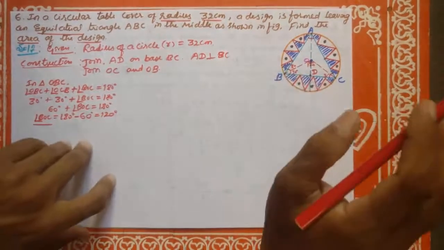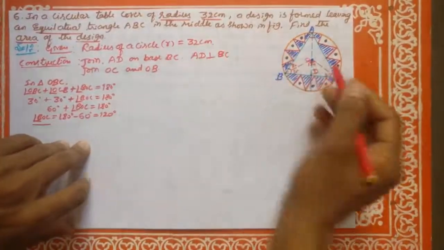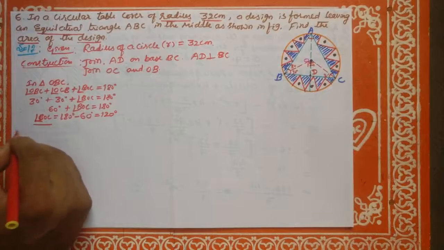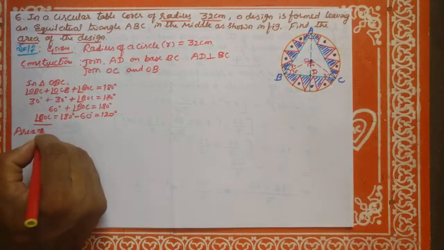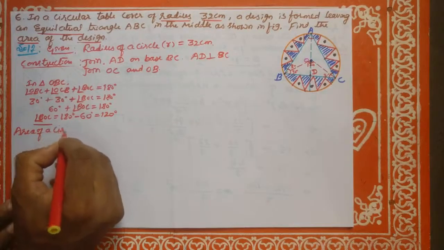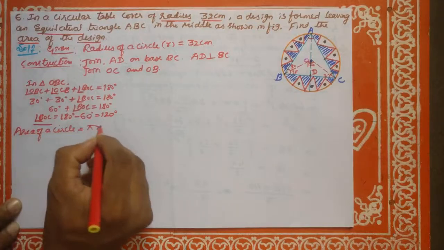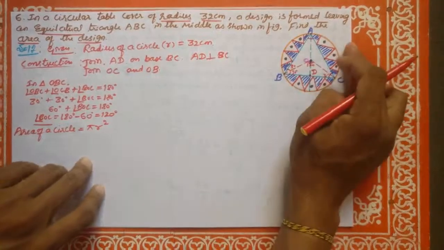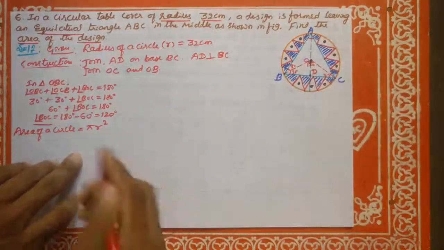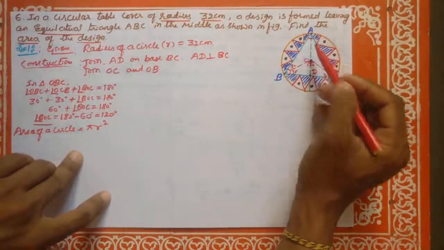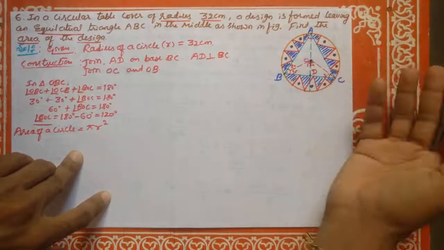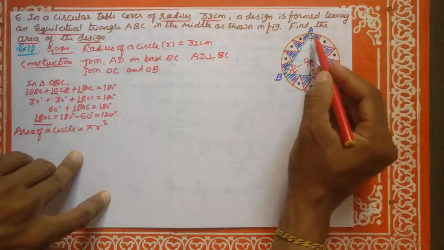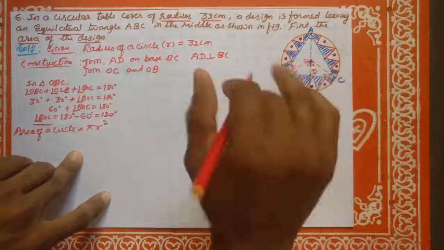Okay, simple, I will tell. See, now first we need to find out area of a circle. Area of a circle is equal to pi r square, because area of design is equal to area of a circle minus area of a triangle. Very simple. Before that we need to find area of triangle, because area of triangle is equal to half into base into height. Base is BC, we don't know how much it is. Even height AD is equal to how much, we don't know. We need to prove that.